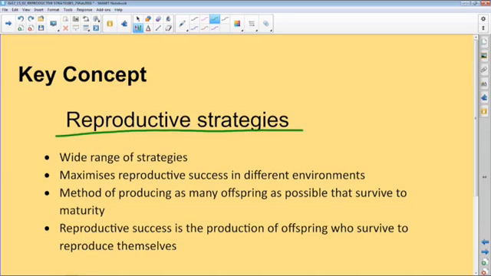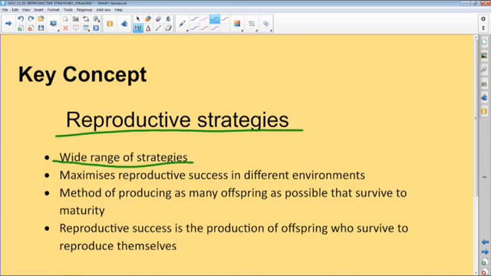Okay? And you'll die out, and the whole species will die out. So you need to get this. Okay, first one. There's a wide range of strategies. There's different ways of looking at it, right? Different strategies to get reproductive going. And remember, the reproductive system is the most important.